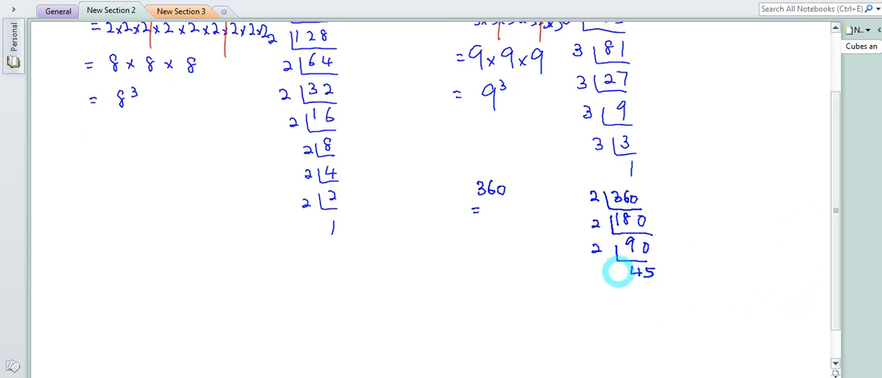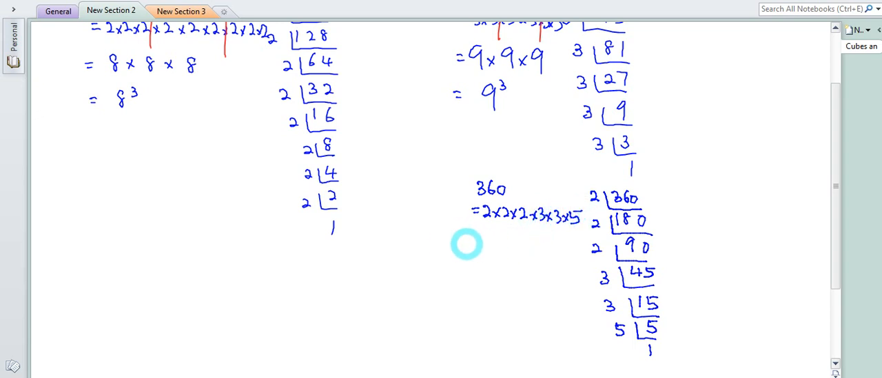Okay. So 45, this can no longer be divided by 2, right? Because this is not an even number. So I just divide by 3. Okay, 15 can also be divided by 3. And 5 cannot be divided by 3, but it can be divided by 5. Okay, so 360, I know this is actually equal to 2 times 2 times 2 times 3 times 3 times 5.